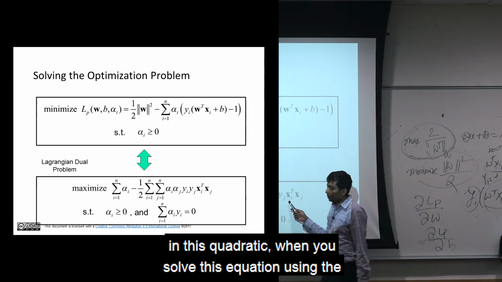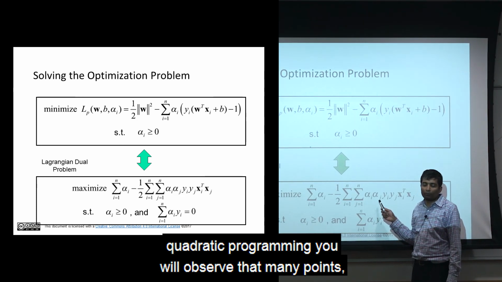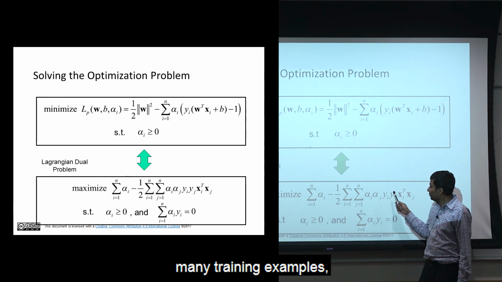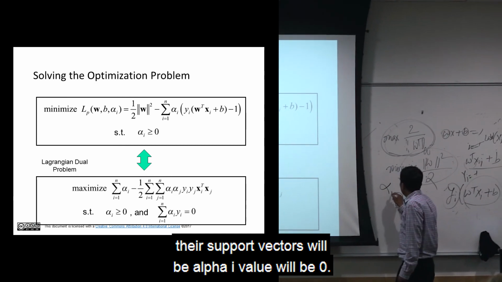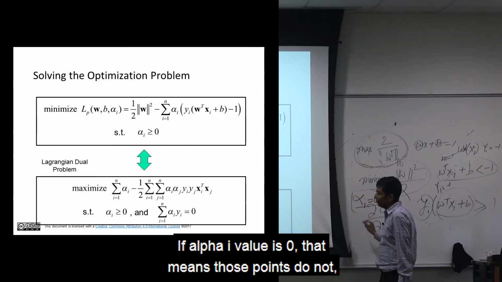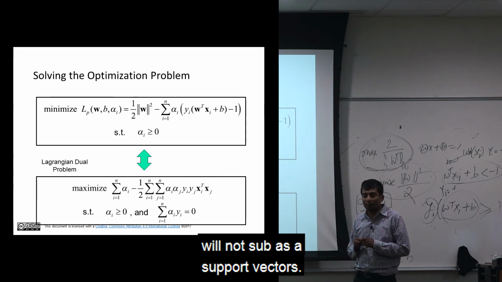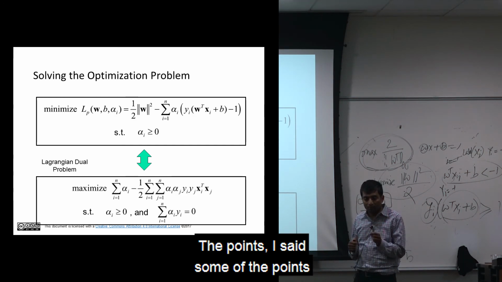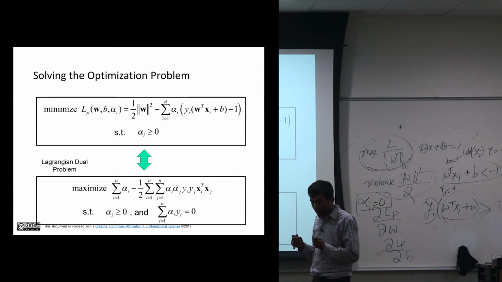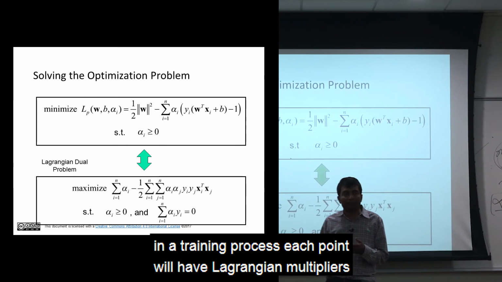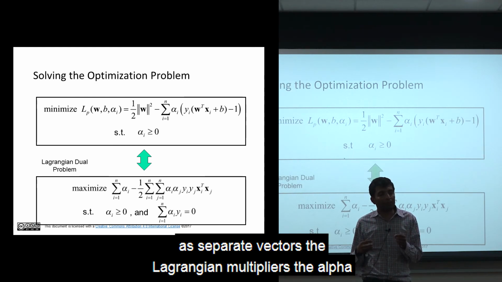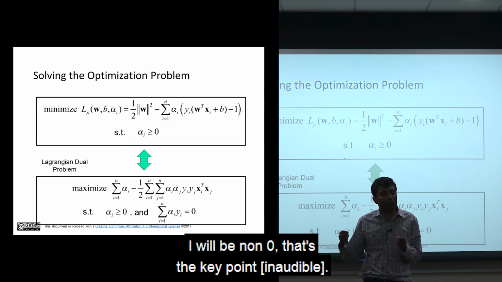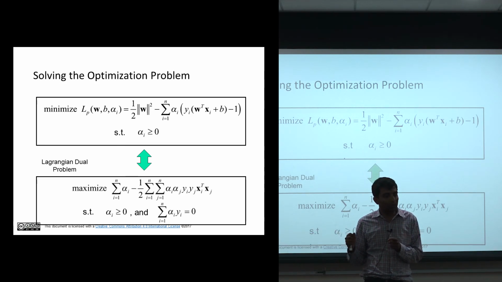One of the key points I never mentioned: when you solve this equation using quadratic programming, you will observe that for many training examples, the alpha i value will be 0. If alpha i is 0, that means those points will not serve as support vectors. In the training process, each point has a Lagrangian multiplier, alpha i. Those points whose Lagrangian multipliers are non-zero will serve as support vectors.